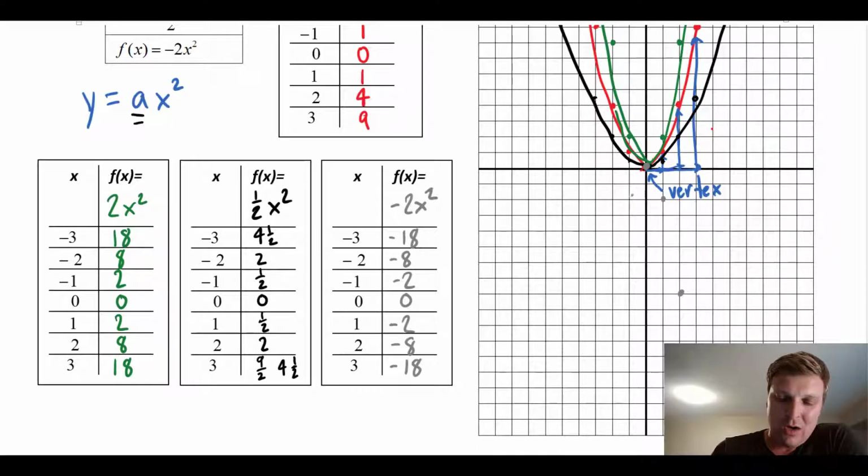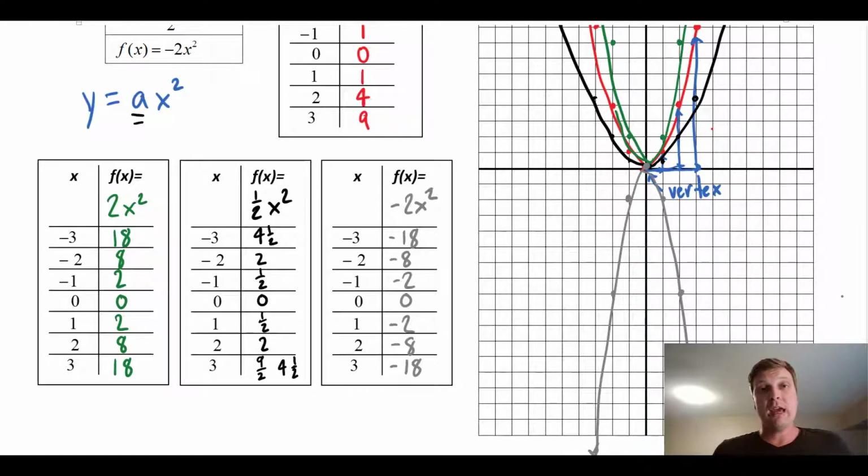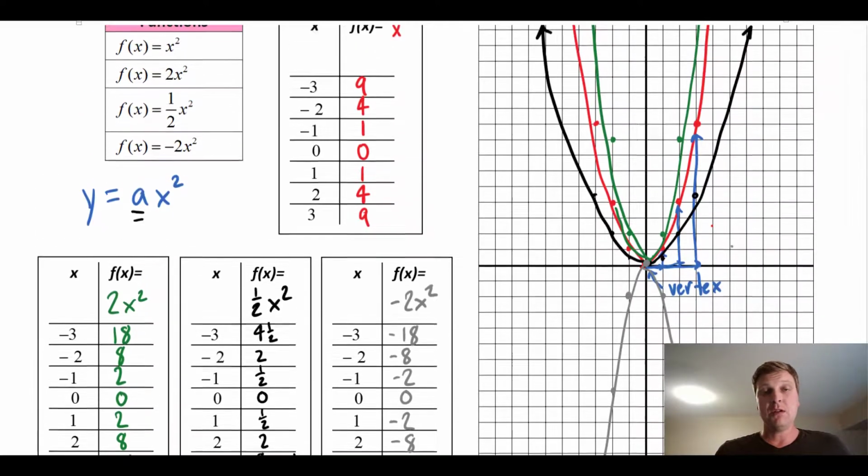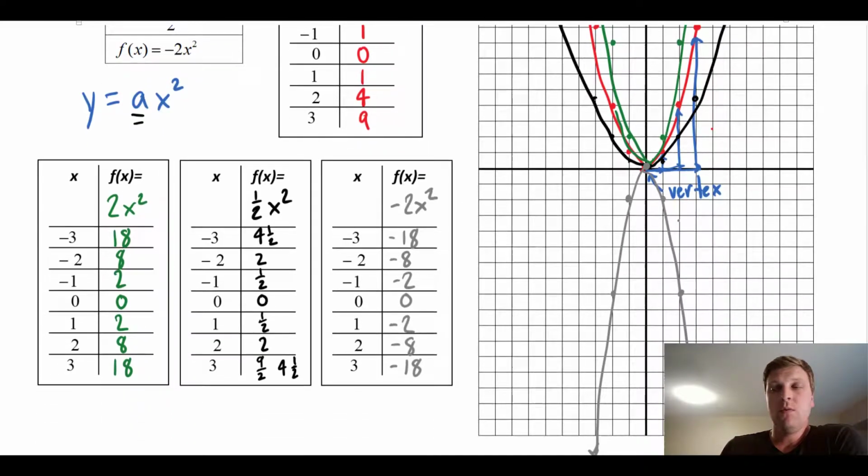Okay, so same thing on the other side. We're going to have this symmetry, and like so, and I'm going to fill in my curve. Looks like this, and there we go. So we can see that the value of A has sort of two main jobs. It can affect the steepness of the curve, but it can also affect which way it faces, whether it faces upwards or it faces downwards.